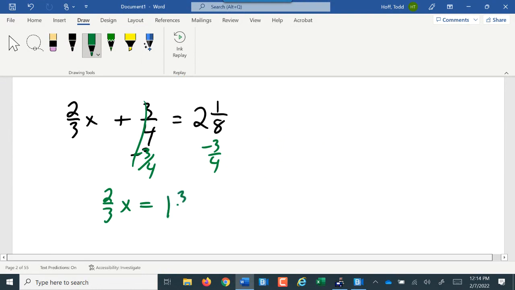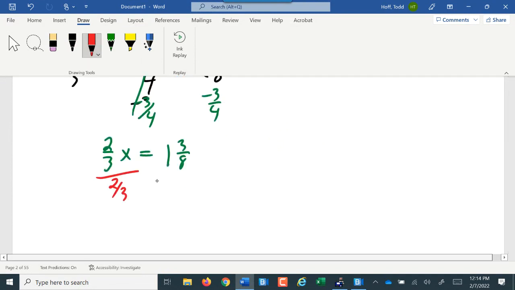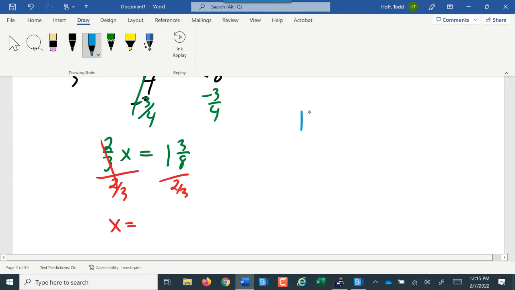I know that is 1 3/8. Now we have to divide by the 2/3. Thirds is gone, x equals. Now I do have to do the 1 3/8 divided by 2/3. That one I do have to write out. Can't do that one in my head. Got to make it improper. 1 times 8 is 8 plus 3 is 11. Multiply by the reciprocal, so times 3/2. 33/16, or 2 and 1/16.